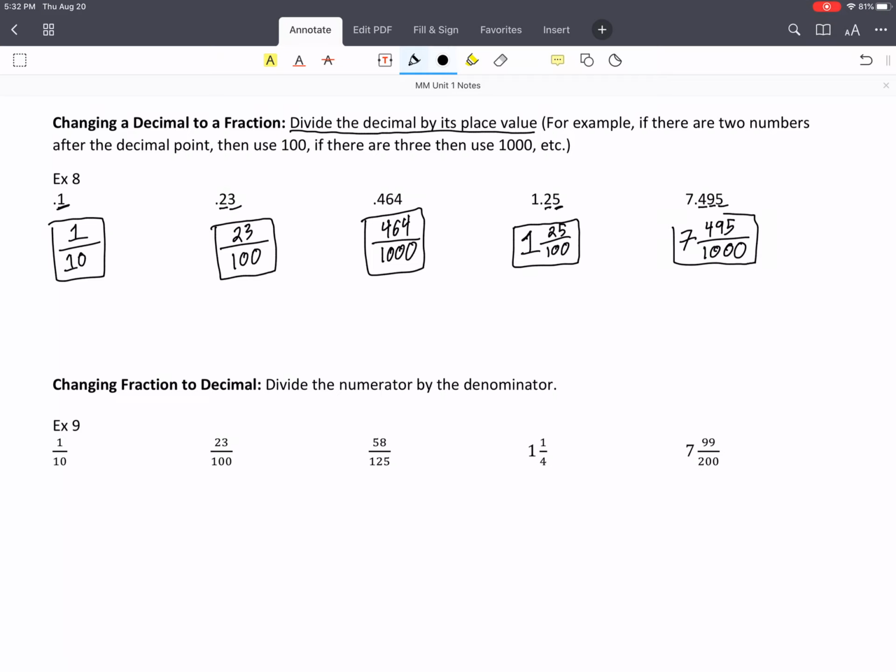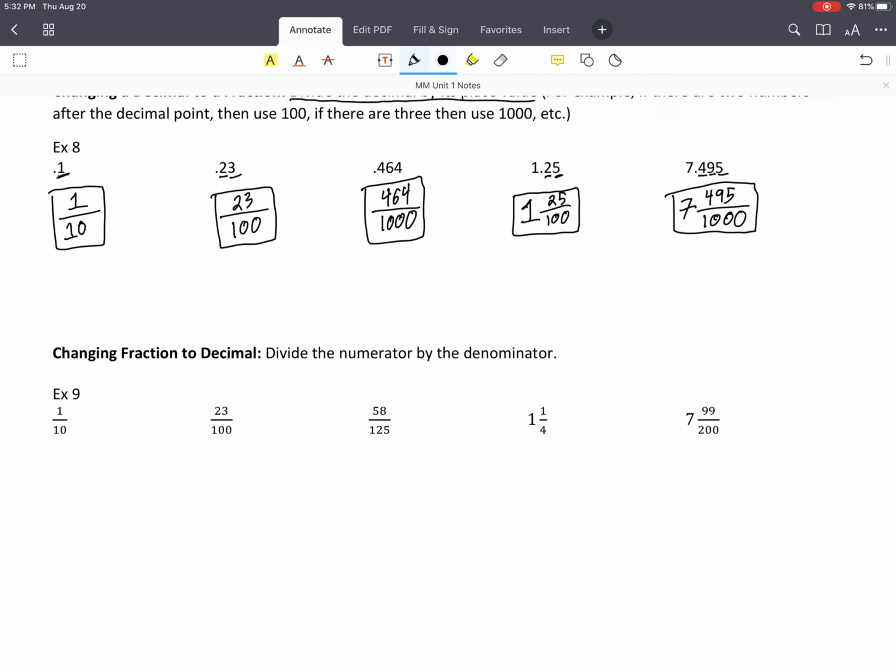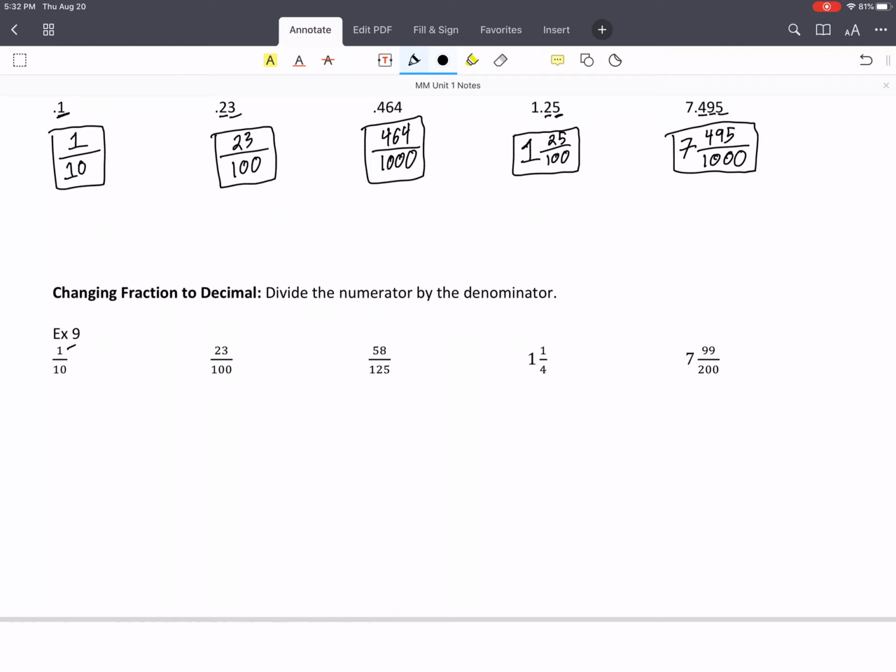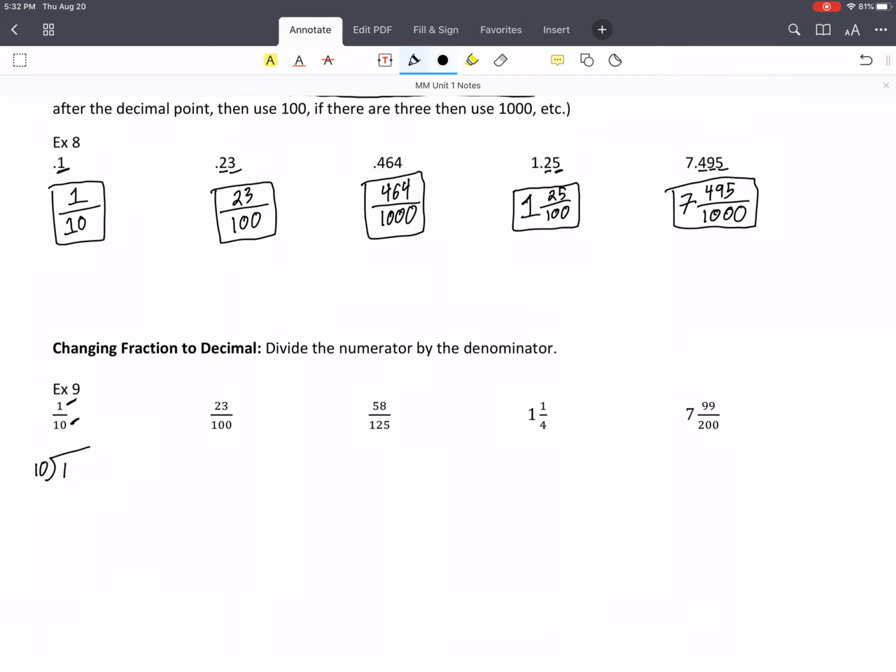Lastly, to get a decimal from a fraction, you just take the numerator, the top one, and divide it by the denominator. So we take 1 divided by 10. Honestly, guys, you can put this in your calculator. It's going to give us the same as up here, so it'd be 0.1. So then we do 23 divided by 100, same as up here, so that'd give us 0.23.